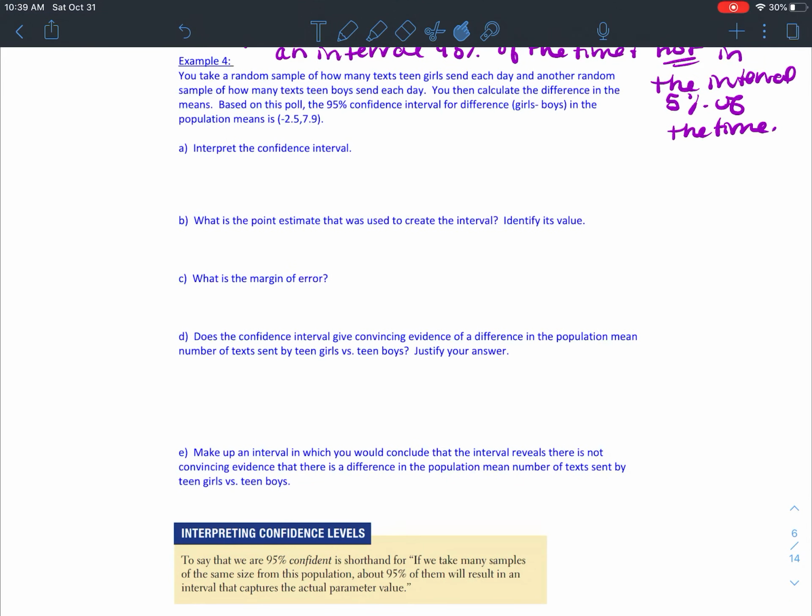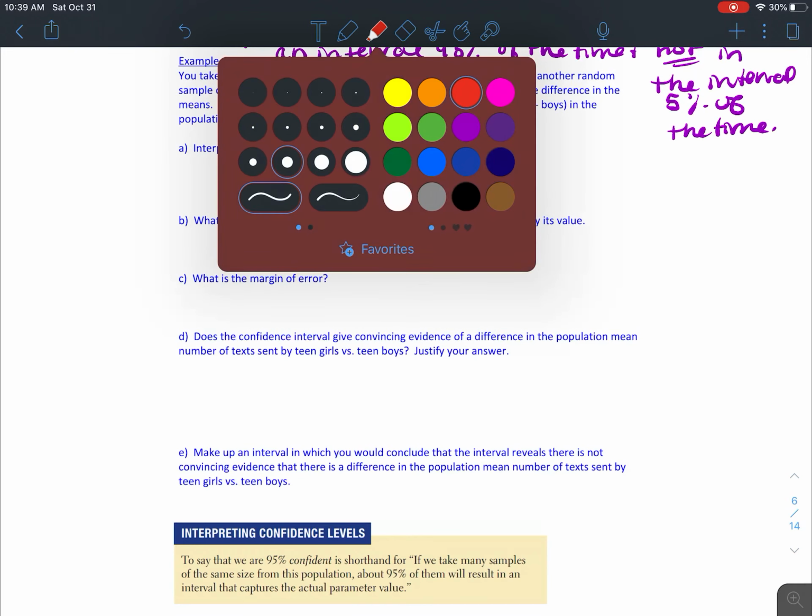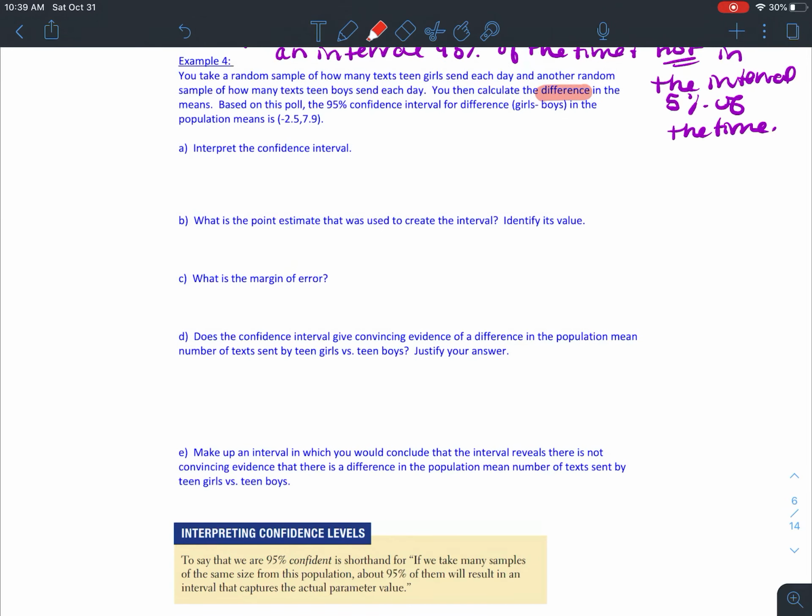All right, let's look at example 4 here. It says you take a random sample of how many texts teen girls send each day and another random sample of how many texts teen boys send each day. Now, this is really important here. It says then you calculate the difference in the means. Based on this poll, the 95% confidence interval for the difference, girls minus boys in their texts, in their population means is, and then here is our confidence interval. They're asking us to first just interpret this interval.